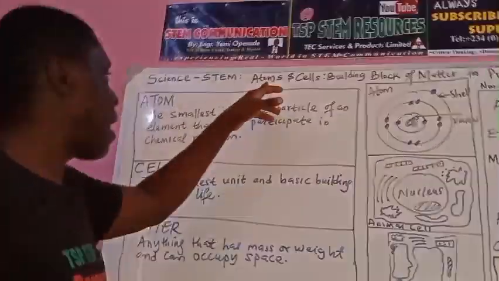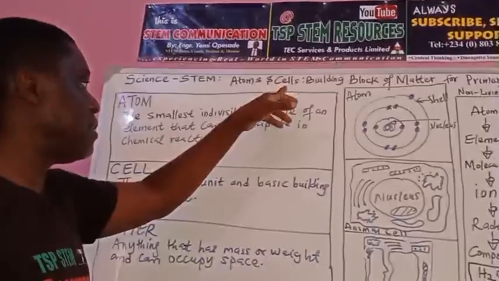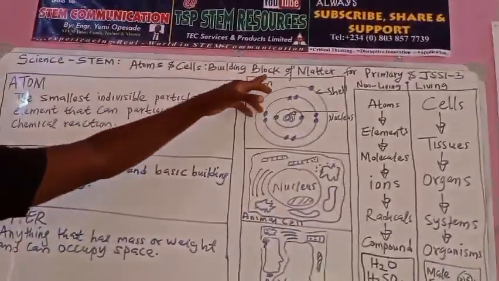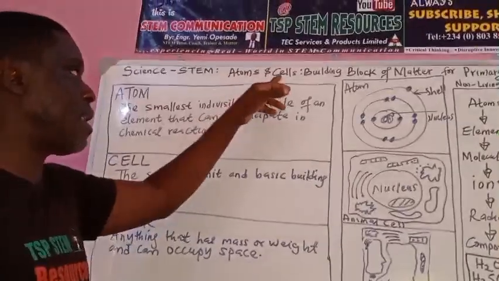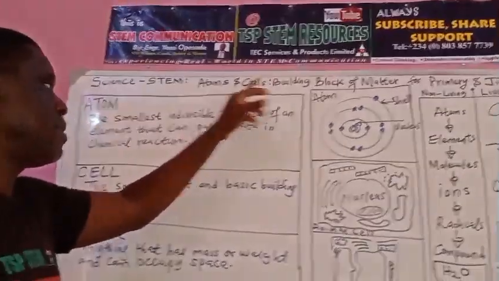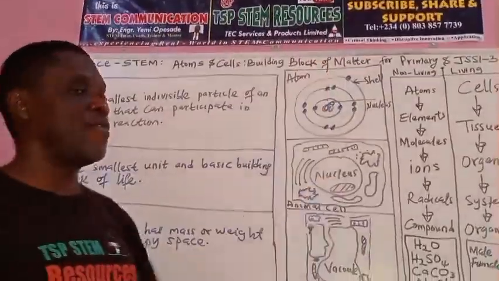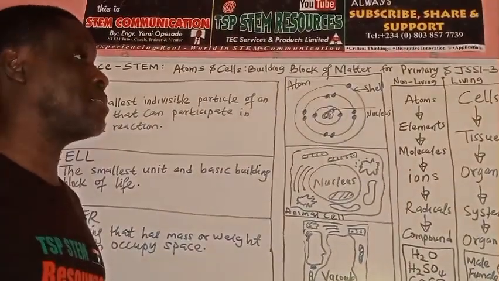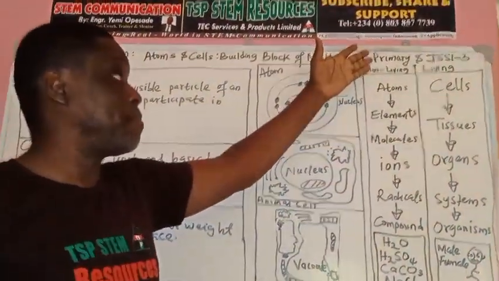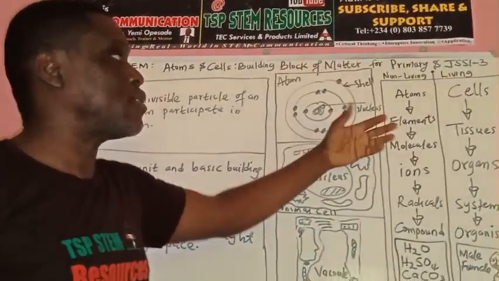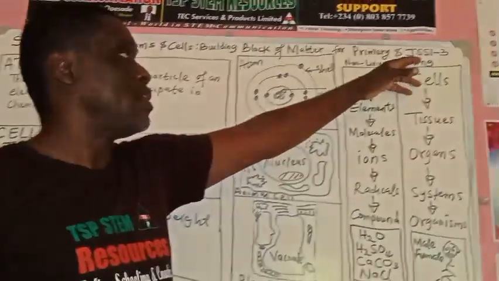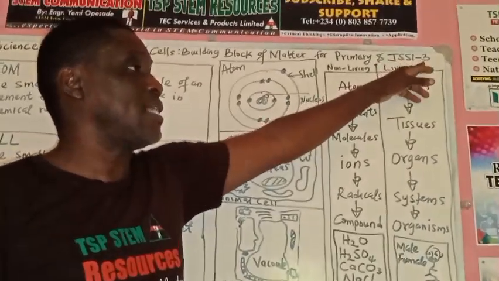We're looking at a topic under this, which is called atoms, cells, the building block of matter. Atoms and cells, the building block of matter. And this class is designed for students in primary school, from primary 3, 4, 5, 6, and of course for junior secondary school, JS1 to 3.